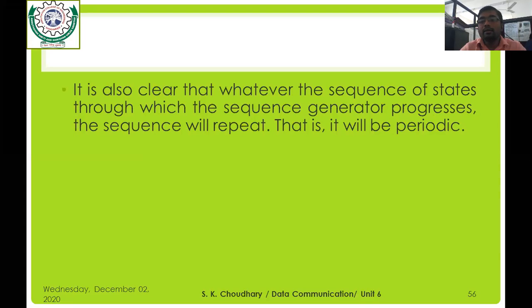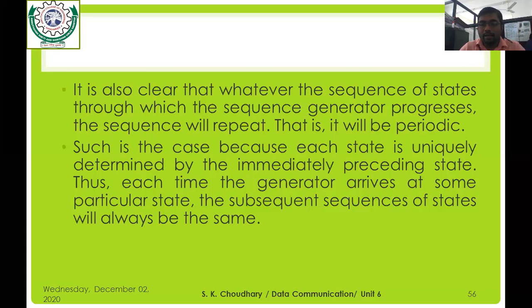It is also clear that whatever the sequence of states through which the sequence generator progresses, the sequence will repeat. That's why it is also periodic in nature, and such is the case because each state is uniquely determined by the immediately preceding state. Thus, each time the generator arrives at some particular state, the subsequent sequence of states will always be the same.